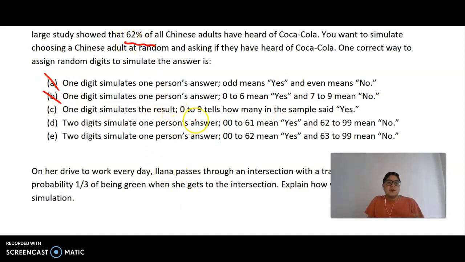One digit simulates a result. 0 to 9 tells how many people in the sample said yes. That does not help me. So we need two ideas here, right? Some that are going to say yes and some that are going to say no. So let's look at D and E, and these are going to be very close.